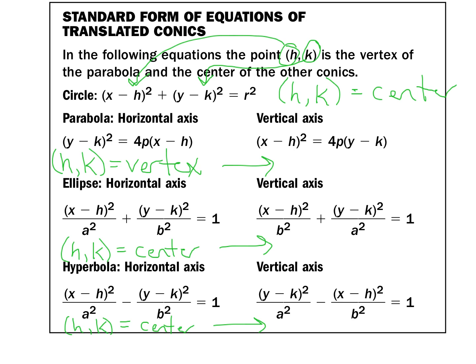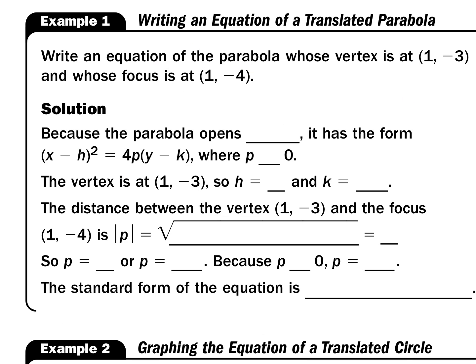Okay, so h translates left or right, and k translates up or down. Okay, probably the easiest way to do this is to jump in. So we're going to first go to an example. So I will change slides and we will do the first example. Okay, so now right back to it.